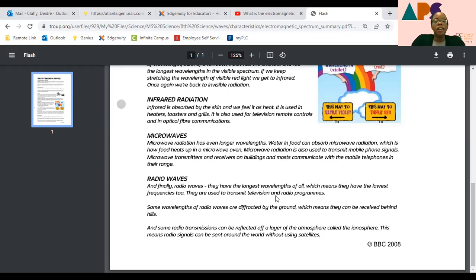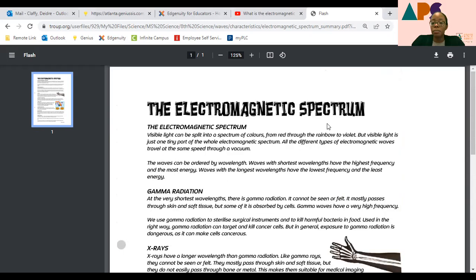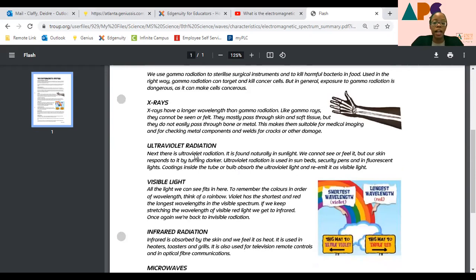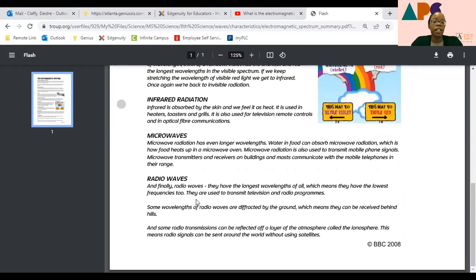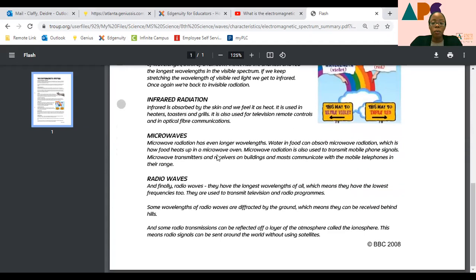All right, so there are all of the segments that make up the electromagnetic spectrum. Again, we have gamma radiation, X-rays, ultraviolet radiation, visible light, infrared radiation, microwaves, and radio waves. And this I am going to also include in the mini lesson message that I send out to you all on Genius. I will also include this reading passage just as a quick reference for you all to use while you are completing assignments in this section.